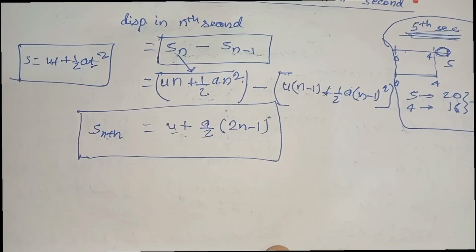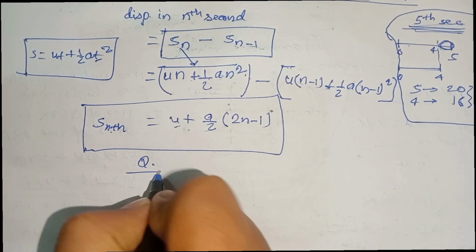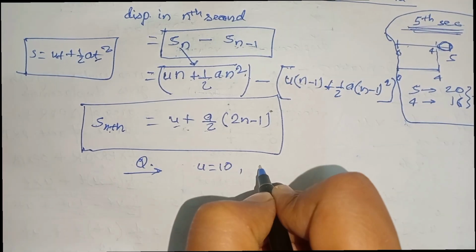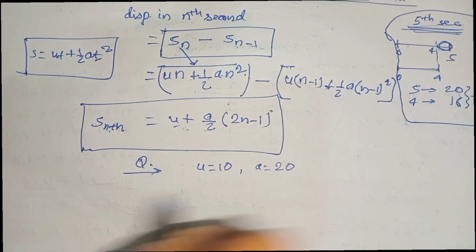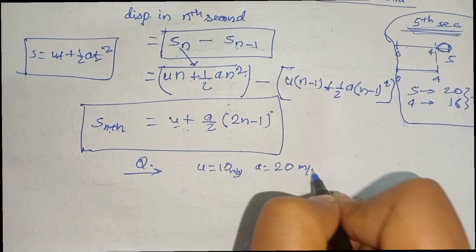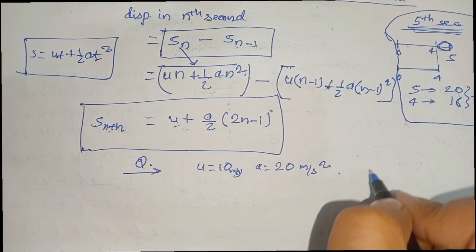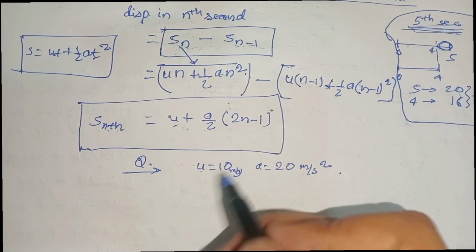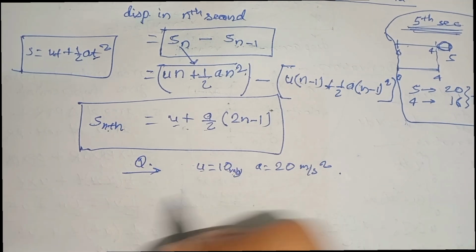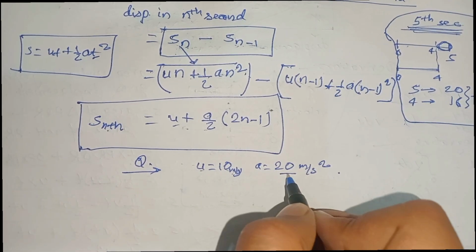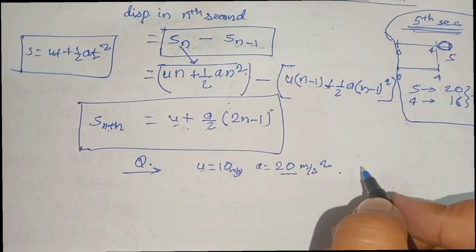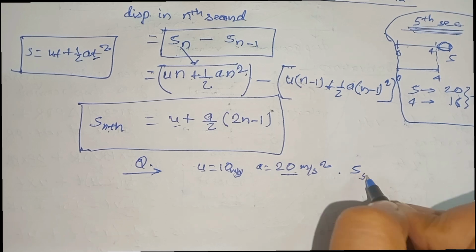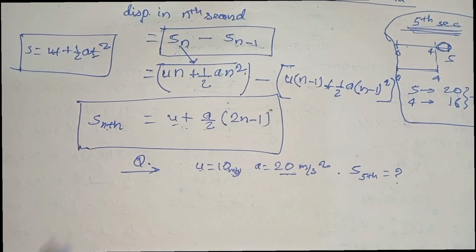Okay, suppose we get a question: a man is initially traveling at u equals 10 meters per second, and the acceleration is 20 meters per second square, and we have to find the displacement. Suppose the man is traveling by a scooter with initial velocity 10 meters per second and acceleration of 20 meters per second square, and we have to find the displacement in the 5th second.